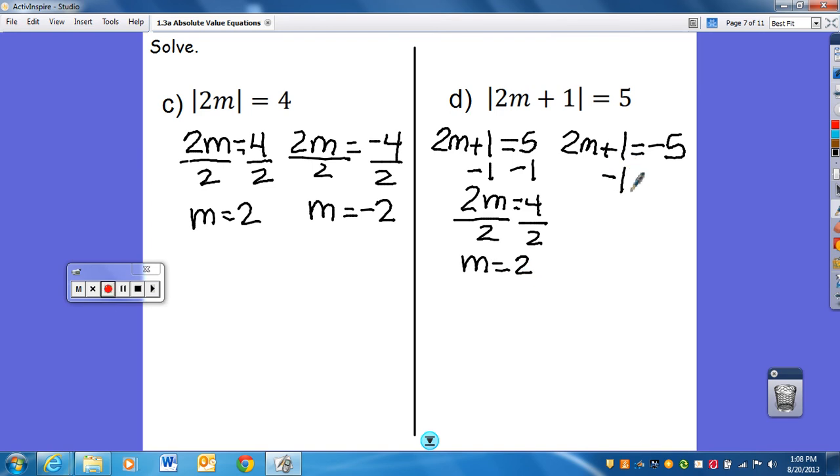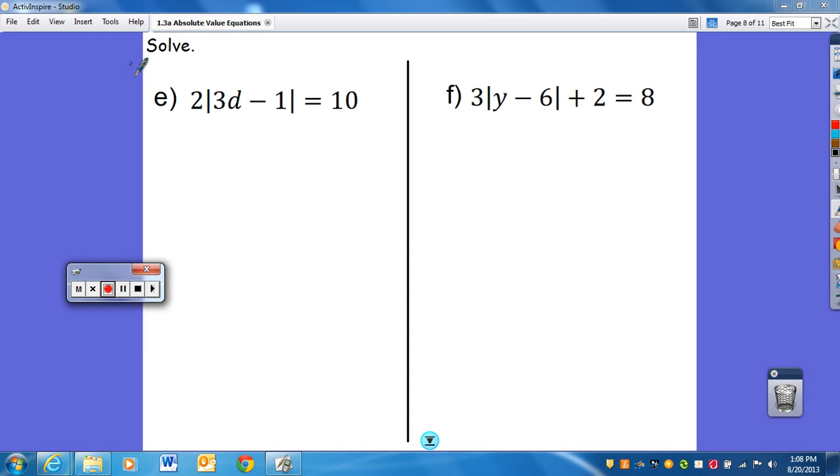Subtract 1 from both sides. So we have 2m is equal to negative 6. And then we'll go ahead and do the opposite operation, which is to divide by 2, and m is equal to negative 3. It would be a great idea to check your answer by substituting your solutions back into the original absolute value and checking.